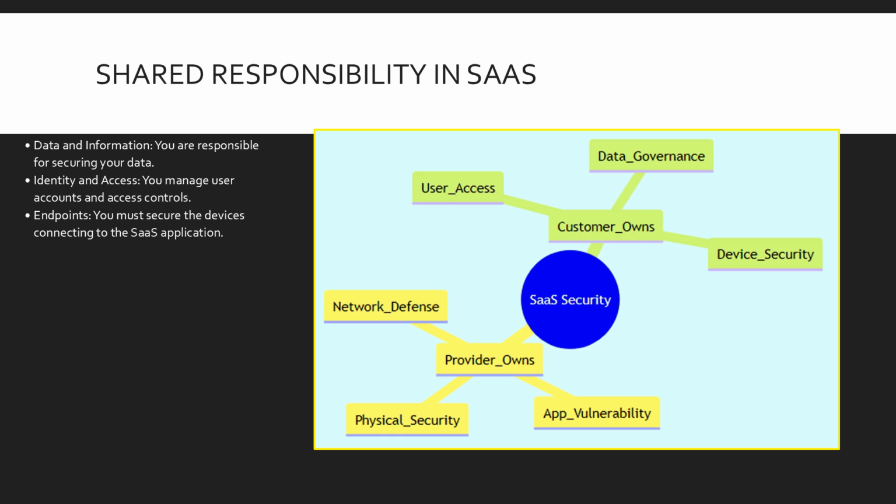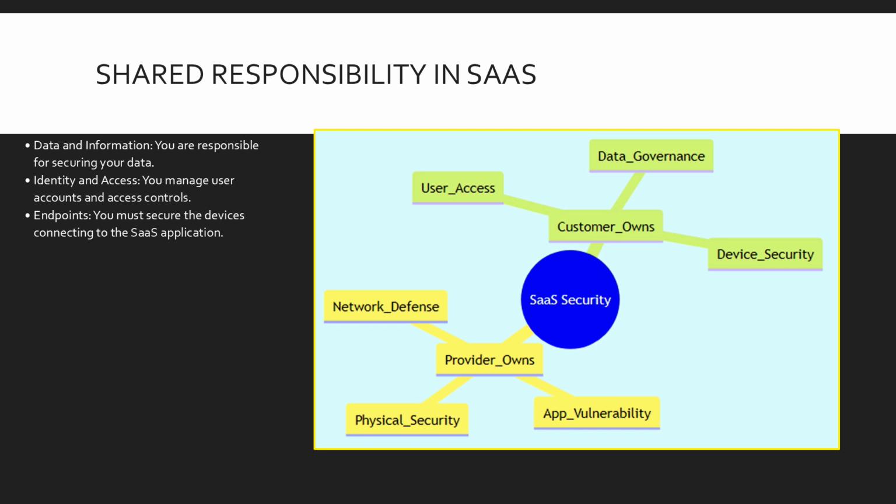This mind map branches the security responsibilities. On the left, provider owns includes physical security and network defense, things you cannot touch. On the right, customer owns branches into user access, data governance, and device security. This clearly maps out that, while the provider protects the house, you are responsible for the keys, user access, and the valuables, data, inside.